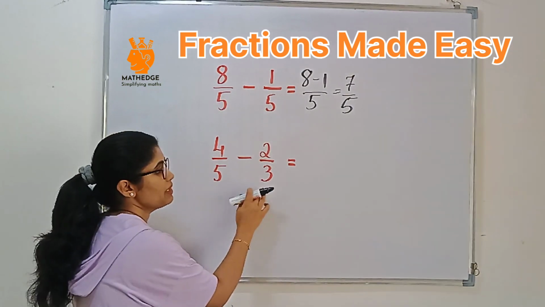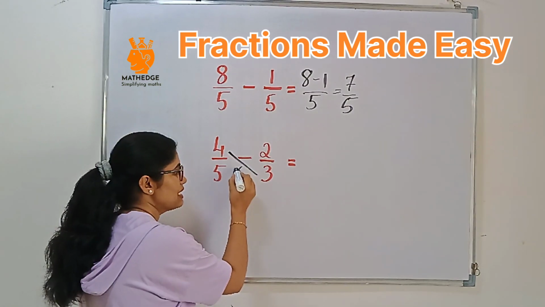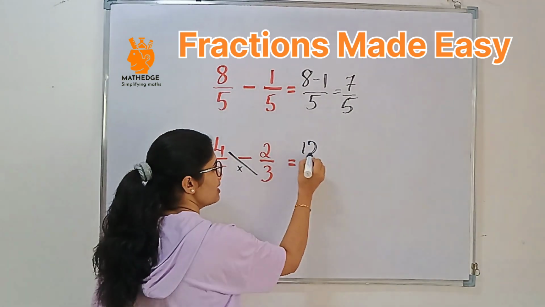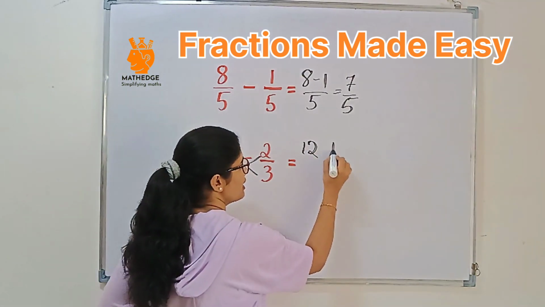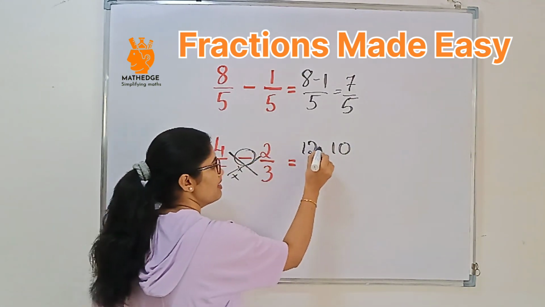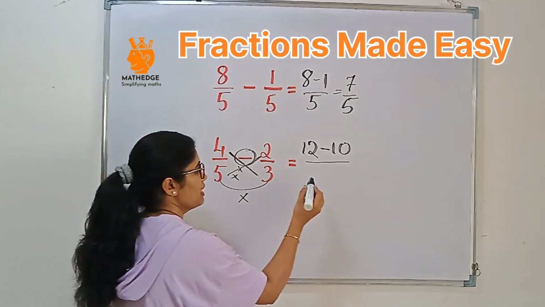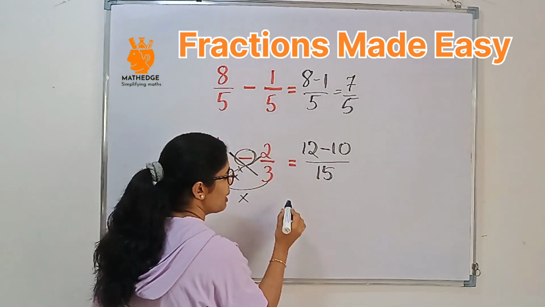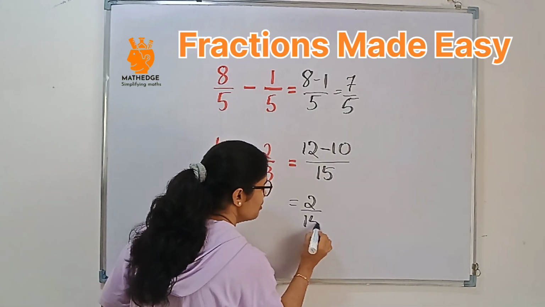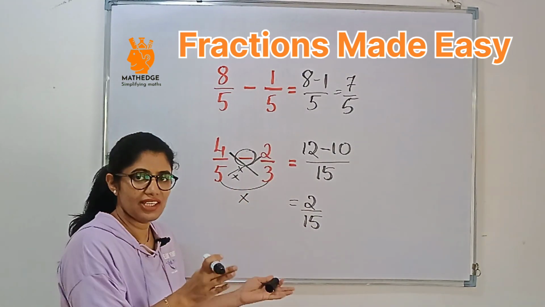Then, what if the denominators are different? As usual, multiply diagonally. So 4 3s are 12 and 5 2s are 10. What sign do you have here? You have a negative. So place the sign and multiply the denominators. 5 3s are 15, and 12 minus 10 is 2. 2 over 15.